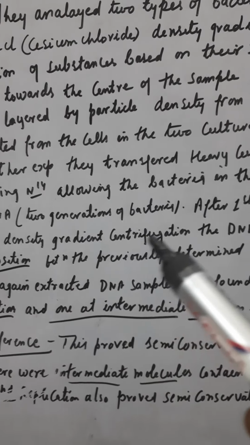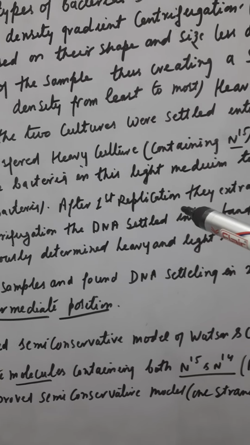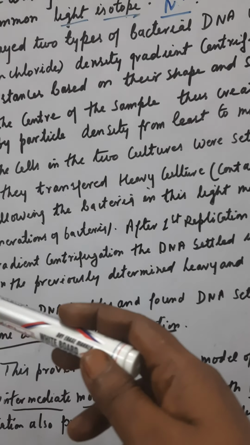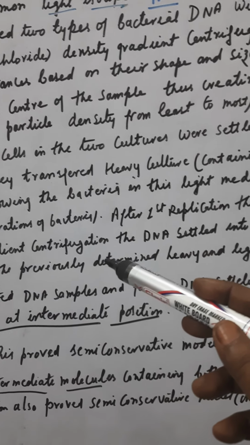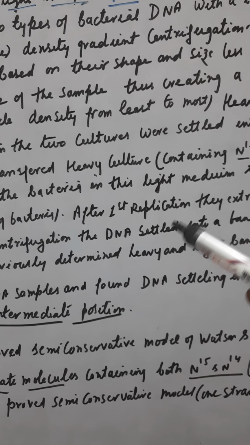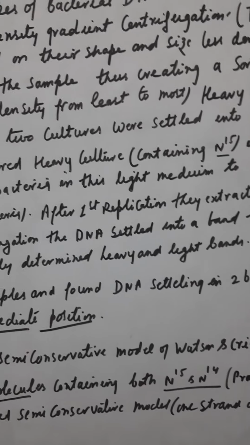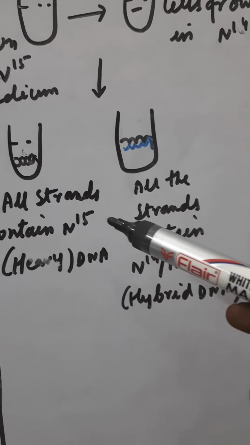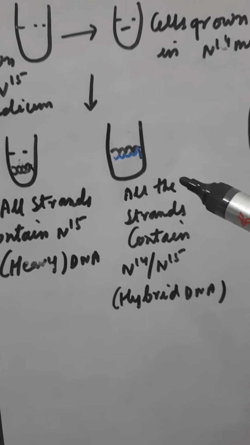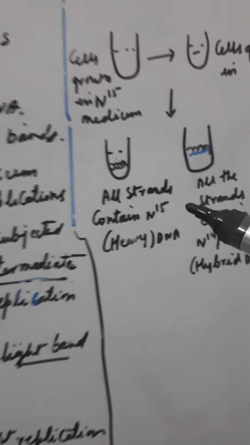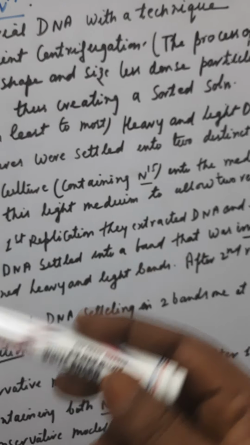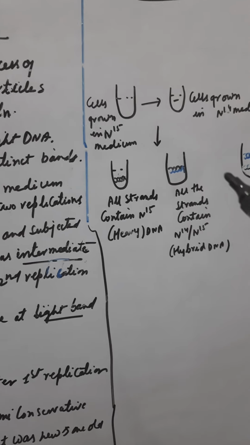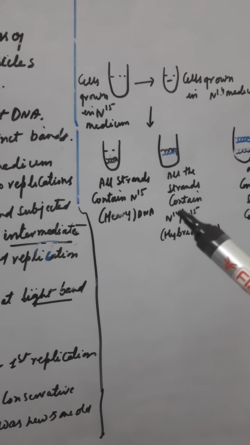Now after the first replication, they extracted DNA and subjected it to density gradient centrifugation. The DNA settled into a band that was in the intermediate position between the previously determined heavy and light bands.